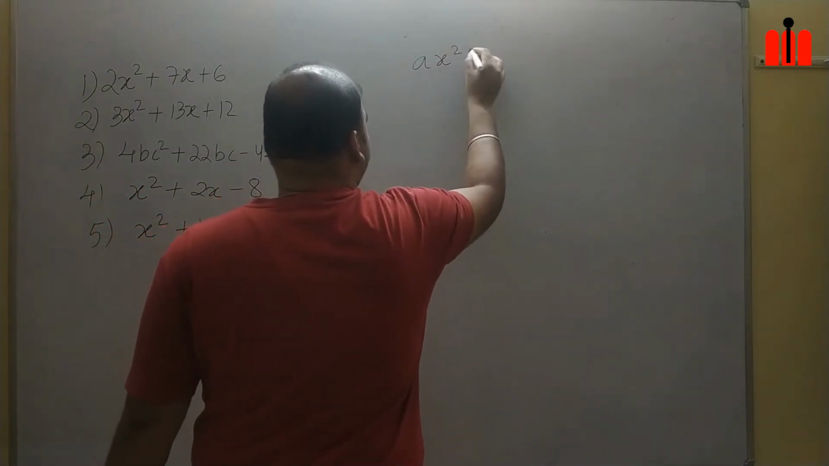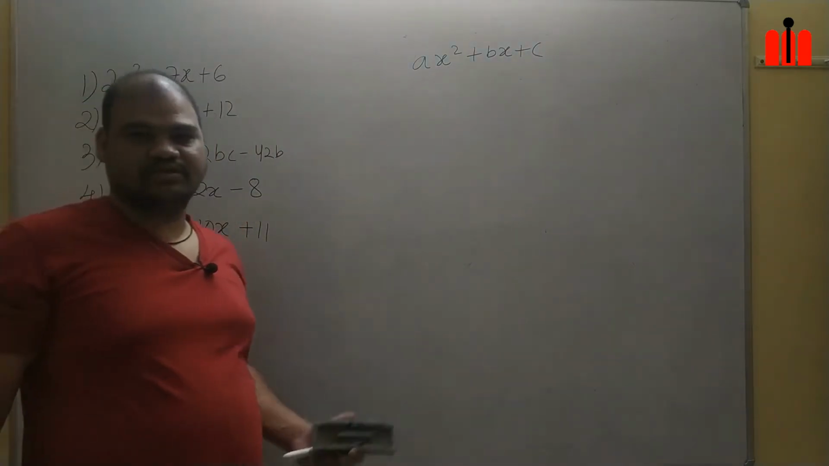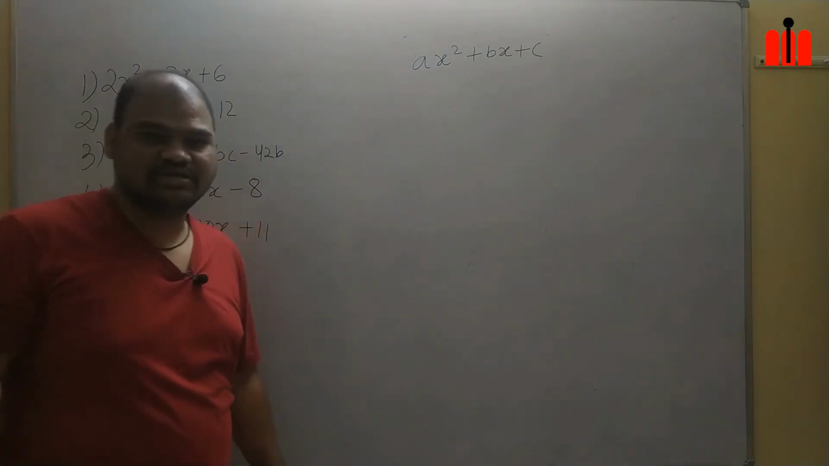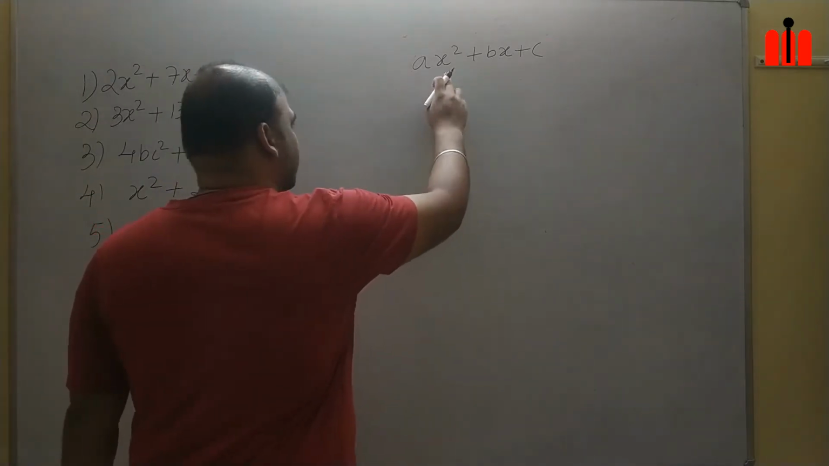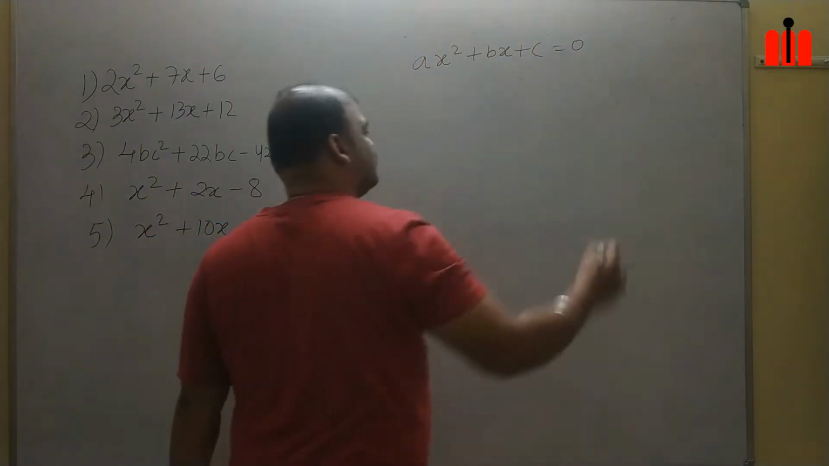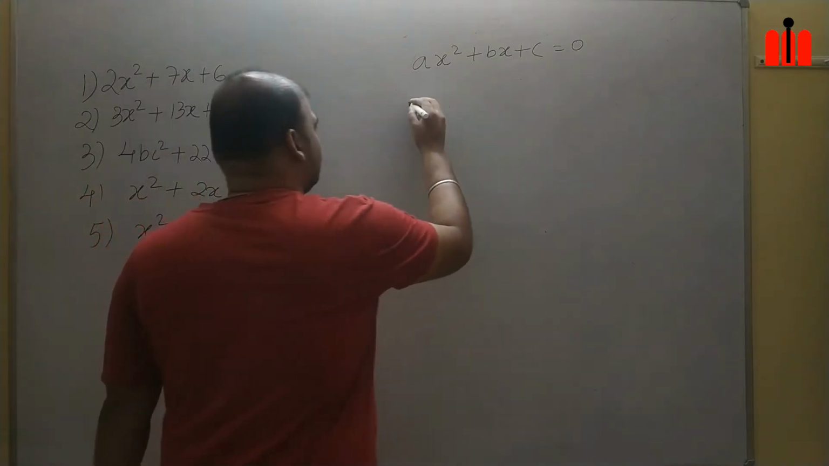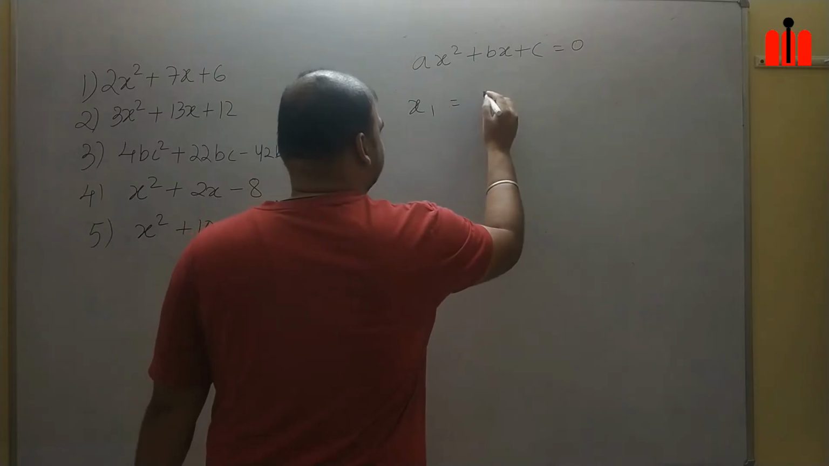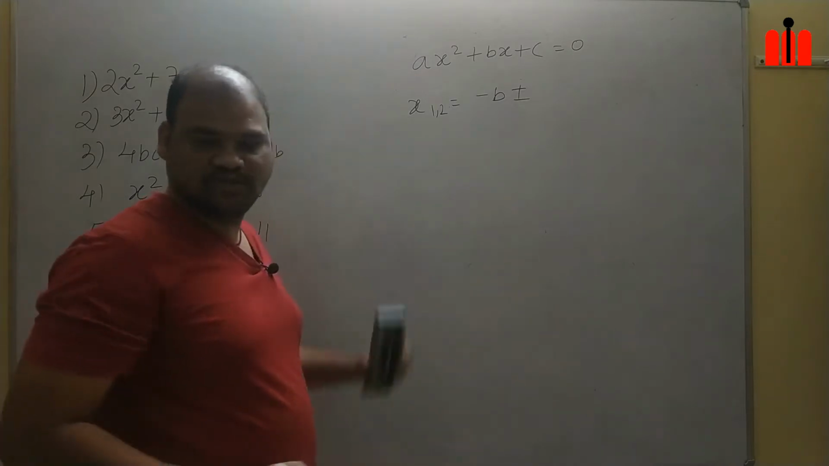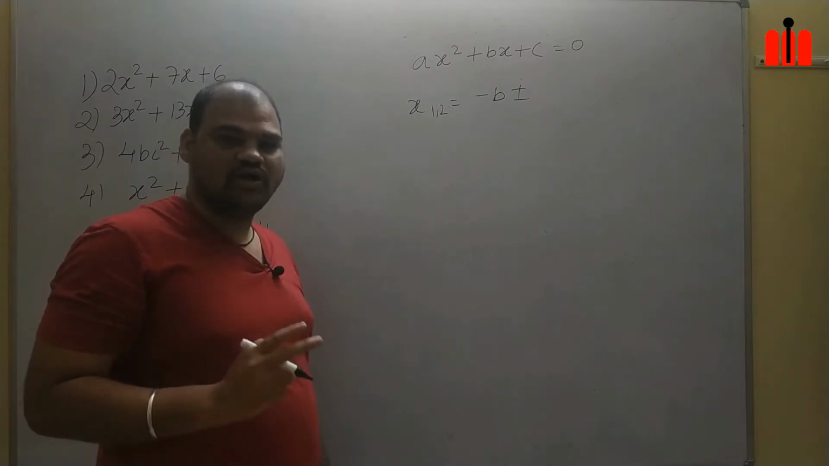So how that quadratic formula works is, if ax square plus bx plus c is a quadratic equation, where a is the coefficient of x square, b is the coefficient of x and c is the constant term, then there are two roots possible for this, x1 and x2. For a linear equation there is only one solution. For a quadratic equation there are two solutions.